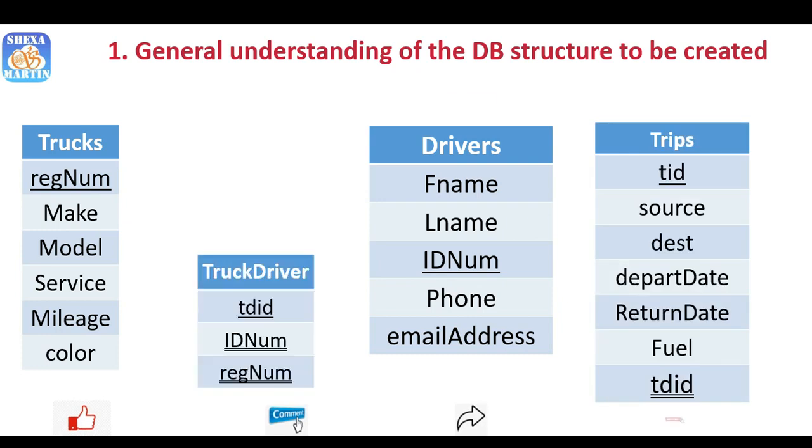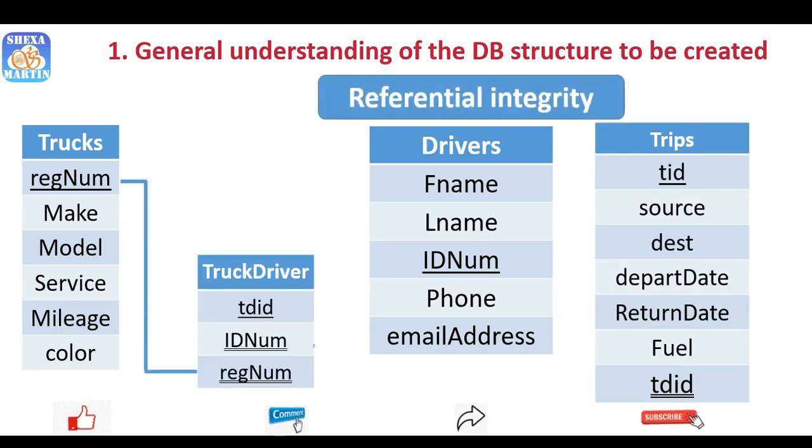Let's just get to this point. This is our previous slide where we are having these relationships. We have our tables like that, and they are connected like that. So here we are having regnum is primary key in trucks table, and then regnum in truck driver is which is existing in trucks table as primary key.